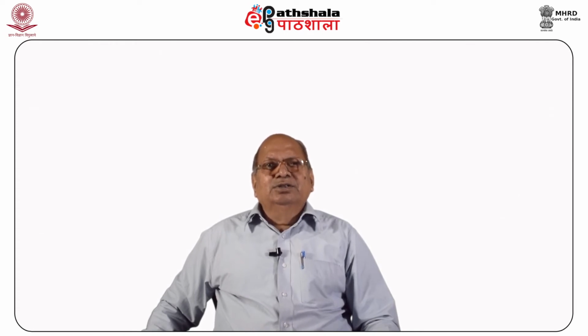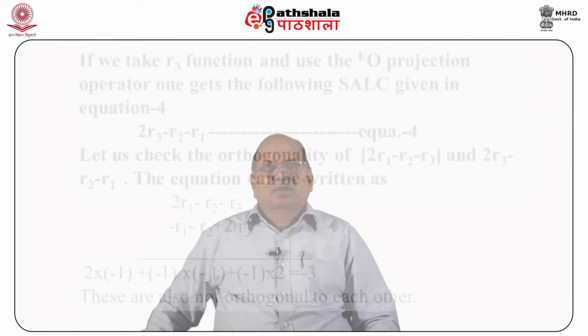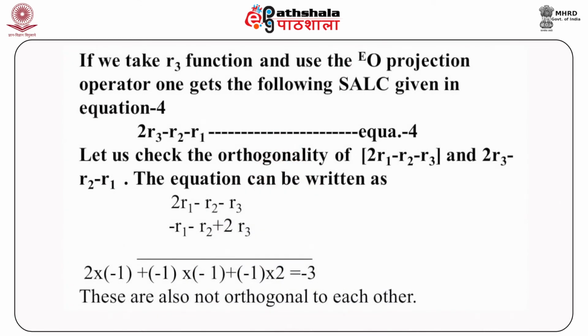If we take the R3 function and use the E projection operator, we get the following SALC as given in equation 4, that is 2R3 minus R2 minus R1. Let us check the orthogonality of 2R1 minus R2 minus R3 and 2R3 minus R2 minus R1. This can be written as 2R1 minus R2 minus R3, minus R1 minus R2 plus 2R3. And what is the result? It is not equal to 0. These are also not orthogonal to each other.